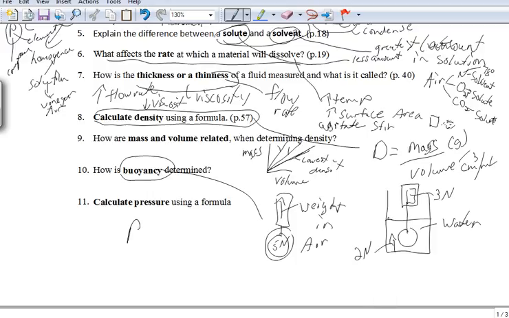How do you calculate pressure? Pressure equals the force in newtons divided by the surface area in meters squared.